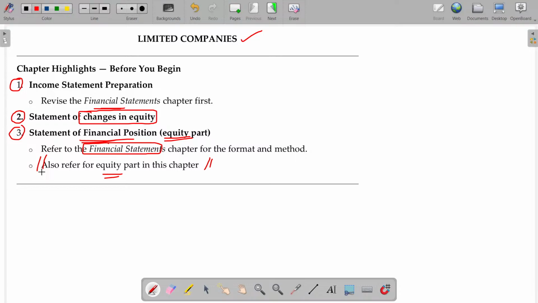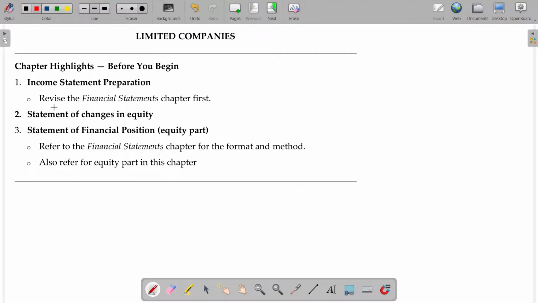So in limited companies, two aspects are going to be covered. One is all about the statement of changes in equity. Another is all about the equity part of the financial statement. Rest of the things are the same. So our focus is to understand these two concepts, the equity part in this chapter.